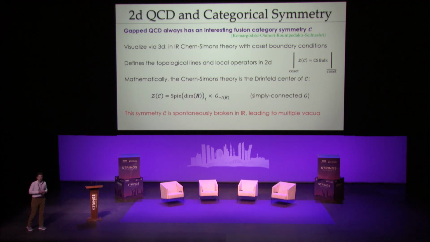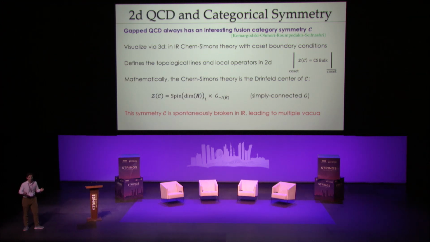So one take-home message that you should know is that this kind of gapped QCD always has an interesting fusion category symmetry C. One way to visualize this is from 3D. If you want to think about the infrared, the bulk of the 3D is some Chern-Simons theory, and then it has coset boundary conditions. So you have this Chern-Simons theory on an interval with coset boundary conditions.